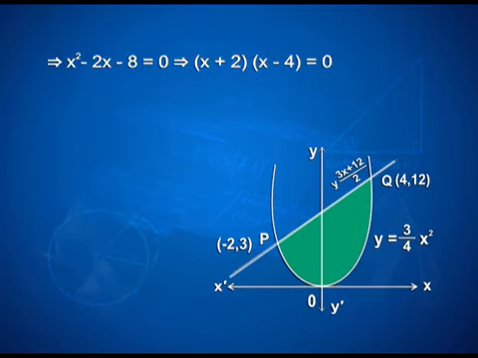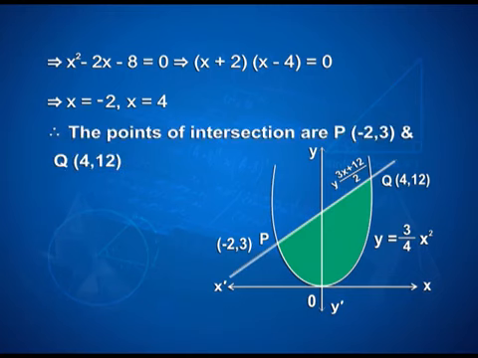That gives x square minus 2x minus 8 is equal to 0, which can be factorized as (x plus 2) into (x minus 4) is equal to 0. That gives x is equal to minus 2 and x is equal to 4. Therefore, the points of intersection are P (minus 2, 3) and Q (4, 12).